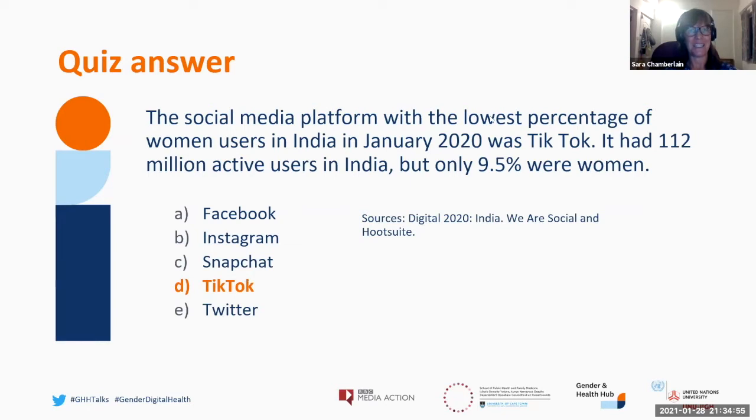It is indeed TikTok. So according to We Are Social and Hootsuite, in January 2020, the social media platform with the lowest percentage of women users in India was TikTok. It had more than 112 million active users, but only 9.5% were women. The Indian government actually banned TikTok in June 2020 due to national security concerns. Next slide, please.